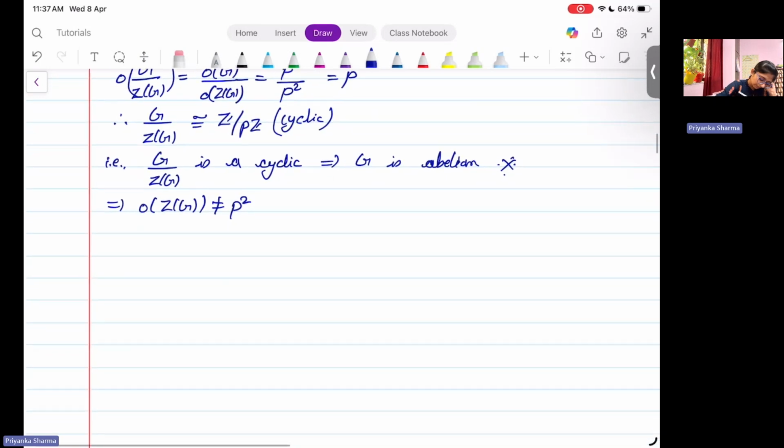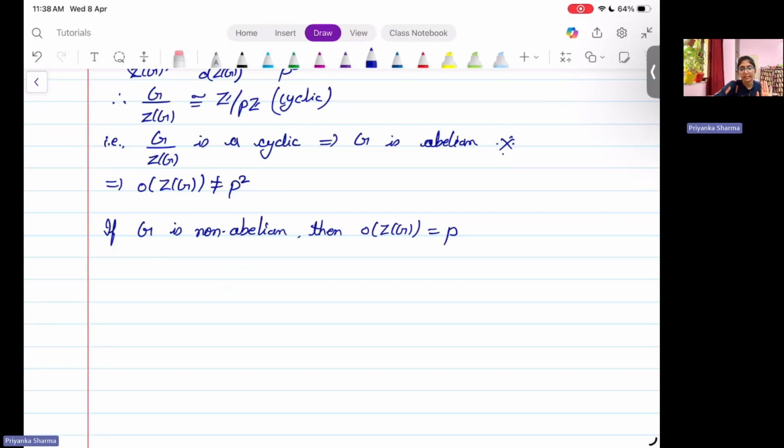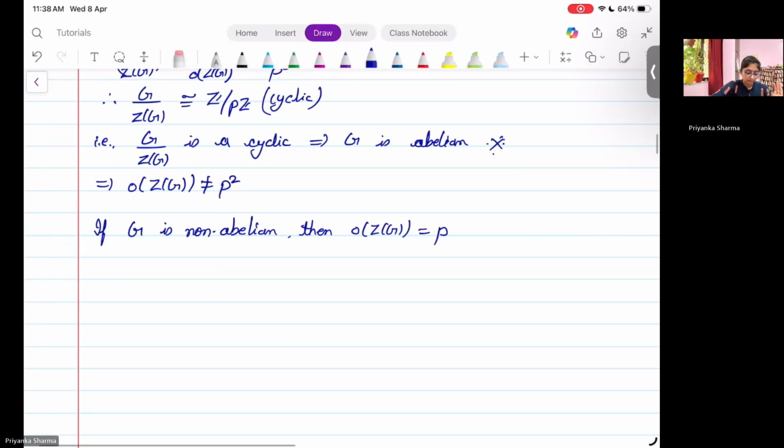The last possibility corresponds to the case where G is non-abelian. Then the order of Z(G) can be p only, because it cannot be p squared. It cannot be 1, that is, Z(G) cannot be the identity, and it cannot be p squared. So there is only one possibility in the case of a non-abelian group, that the order of Z(G) is p.